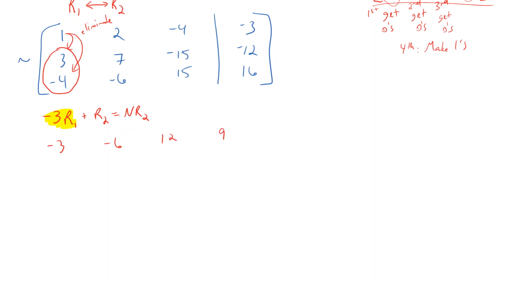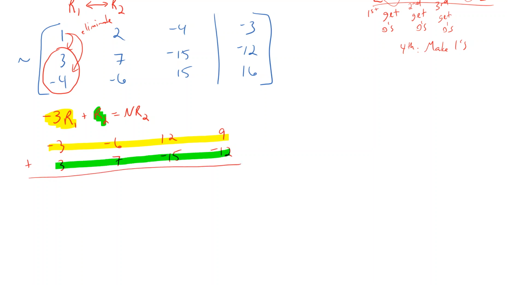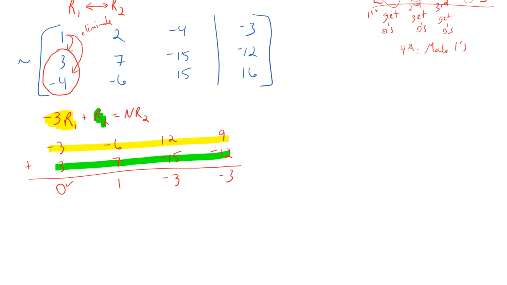And then I'll add to that, so this is negative 3 times row 1, and then I'll add to that row 2, so let me copy row 2 beneath it, 3, 7, negative 15, negative 12. I need to add those together, right? This is my row 2. And when I do this, I get 0 here, which is what I wanted, right? Because that's going to give me a 0 there in my row 2. Then the rest of it just gives me whatever numbers I get. So here I have 1, negative 3, negative 3. So that's my new row 2.